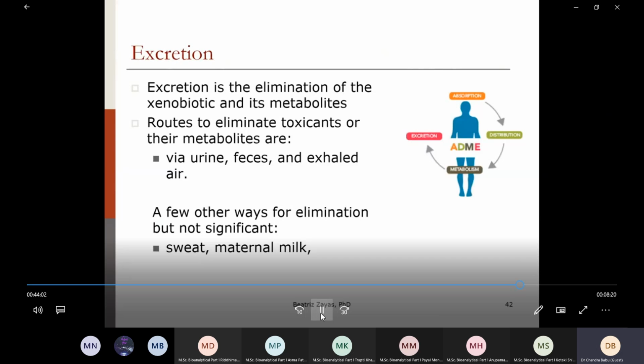Of course, that will take us then into the process of excretion, which is the last part of the ADMET process. The excretion is the elimination of the xenobiotic and its metabolites. Routes to eliminate toxicants or their metabolites are mainly urine, feces, and exhaled air. However, there are also a few other ways, such as sweat and sometimes maternal milk.